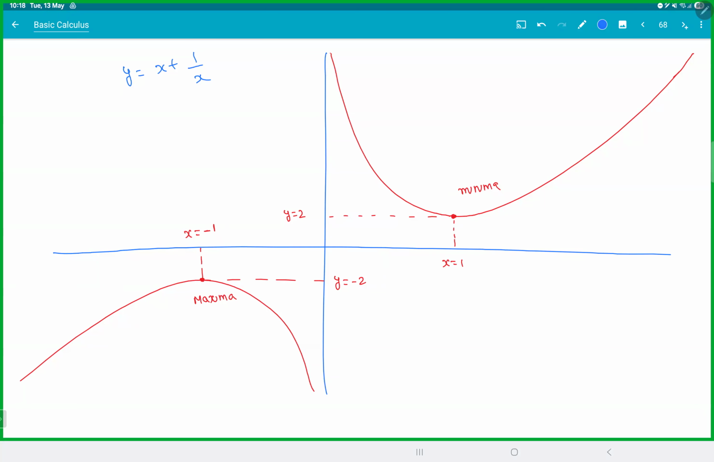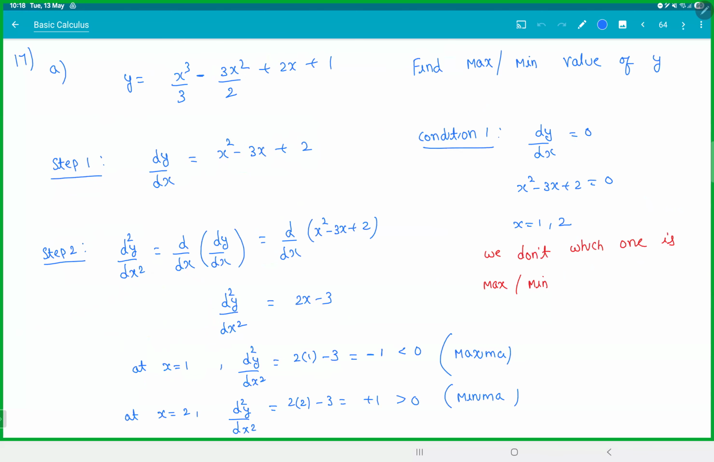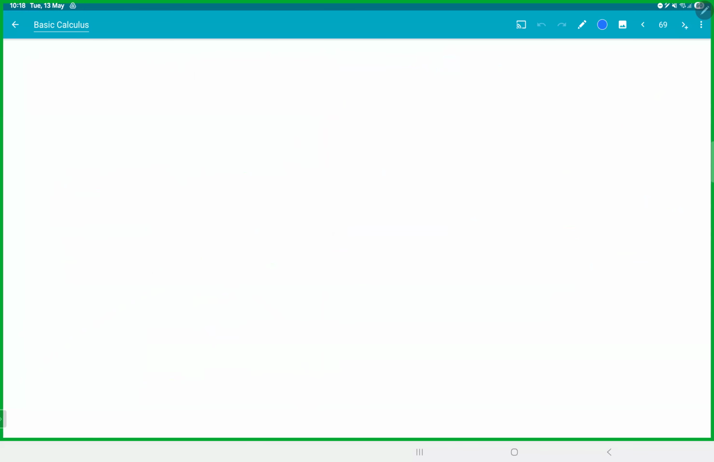Now let's see some applications, how they will ask in physics. Let's do one or two, then we will do more in the next class. All clear with this? Everyone got the process, right? Differentiate, equate to 0, you'll get 1 or 2 roots. Put them in the second differential, check whether it is positive or negative. Let's see a question.